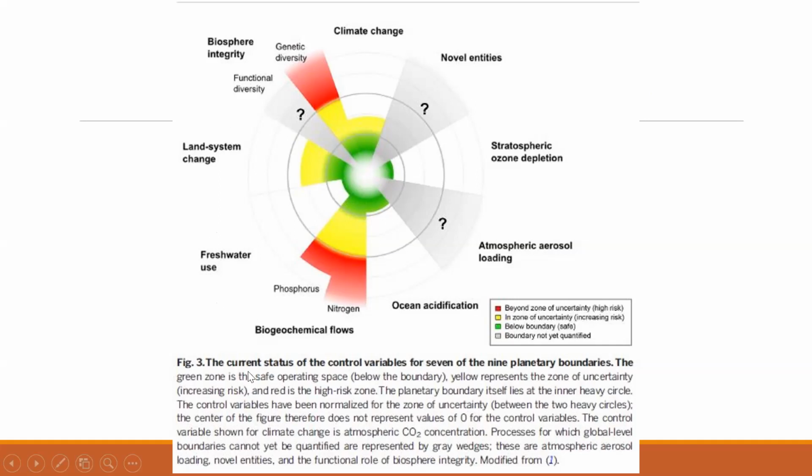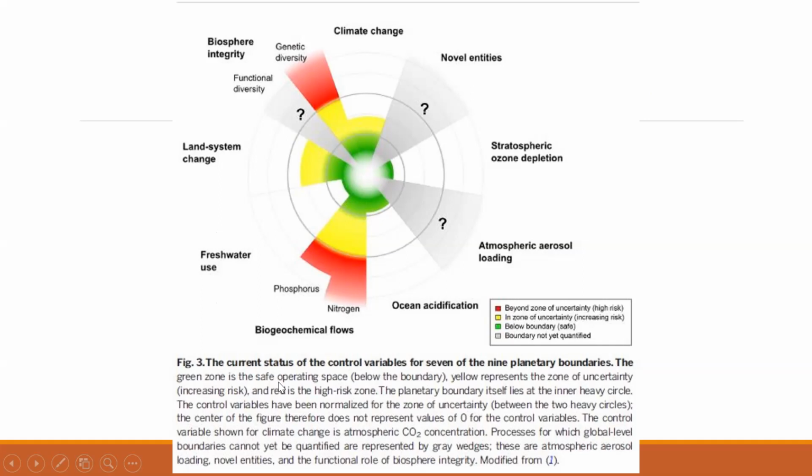Rather, this first sentence is actually the title. The current status of the control variables for 7 of the 9 planetary boundaries, period. Notice that's actually a sentence fragment that we put a period at the end of. It's actually the title, okay? So it's a long descriptive title of what you're seeing there. If the title is not enough, we give more information. So what is in the caption?